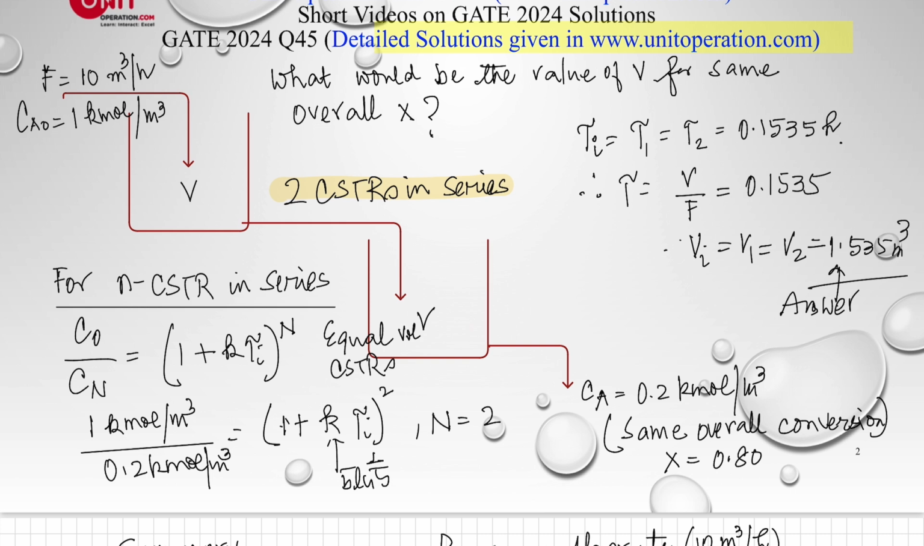So for n CSTRs in series, we know that this is the equation here. Of course, n is equal to 2. We already calculated the value of k. So tau i is the residence time in each CSTR. If we do the calculation, we find that tau 1 equals tau 2 equals 0.1535 hours. We know this is equal to V over F. We know the value of F, so we can easily calculate that the volume of each CSTR is equal to 1.535 meter cube.